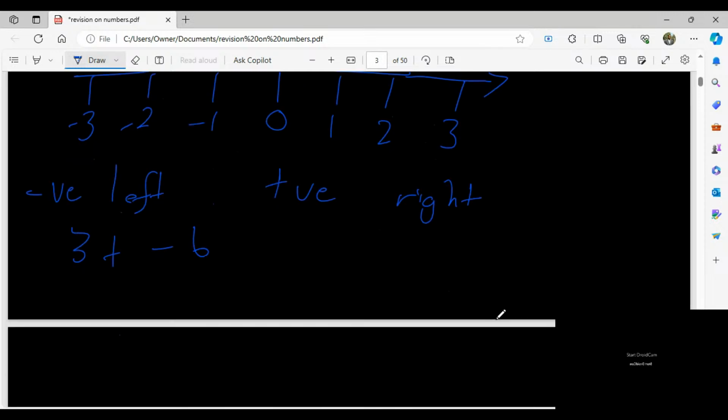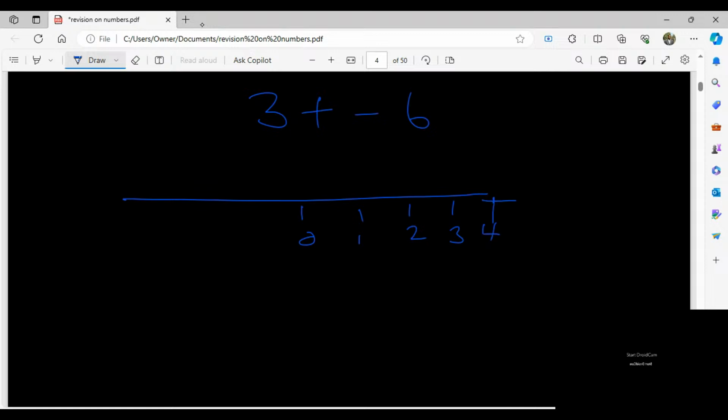So what we will do is we're going to draw a line. We want to solve that problem, 3 plus minus 6. So I'm going to write the problem here on top: 3 plus minus 6. So again, I'm going to draw my number line like this one. 0, 1, 2, 3, 4, -1, -2, -3, -4. All right. So we're starting here at +3.